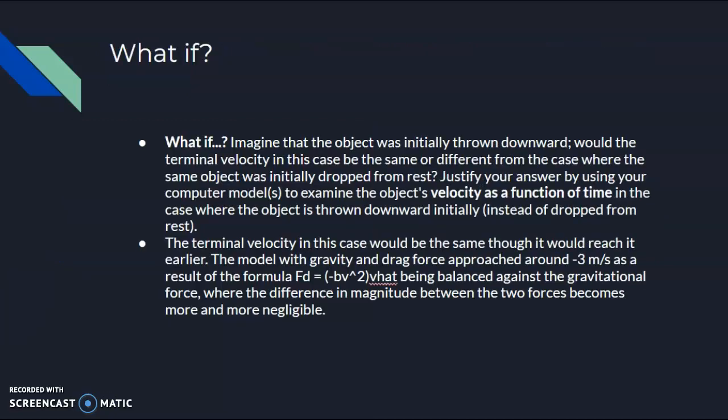So what if we're asked to determine if the object was initially thrown downward, would the terminal velocity in that case be the same or different than if it were just dropped from rest? In this case, it would be the same, though it would reach it earlier. The model with gravity and drag force approached around negative 3 meters per second as a result of the formula for the drag force being balanced against the gravitational force, where the difference in magnitude between the two forces becomes more and more negligible, as in they cancel each other out.